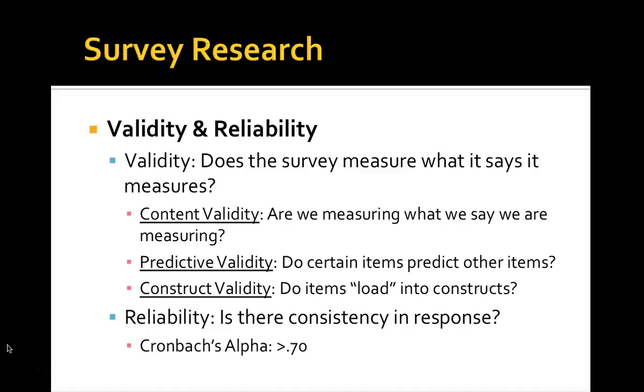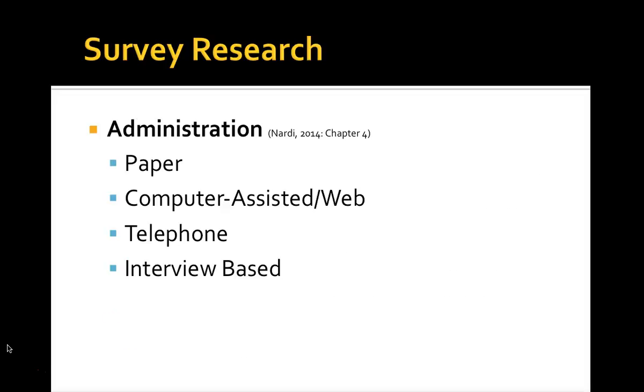There's also reliability, and reliability is different than validity. Basically, reliability is the consistency in responses to questions on a survey. Generally, the way that most people will report reliability, either within a construct or within an overall survey, is by using a statistic called the Cronbach's alpha. And generally, what you'll want to see when you're reading a research article is a Cronbach's alpha of 0.70 or higher. That generally means that a survey is very reliable. So you'll want to be looking for those types of things when you're reading research.